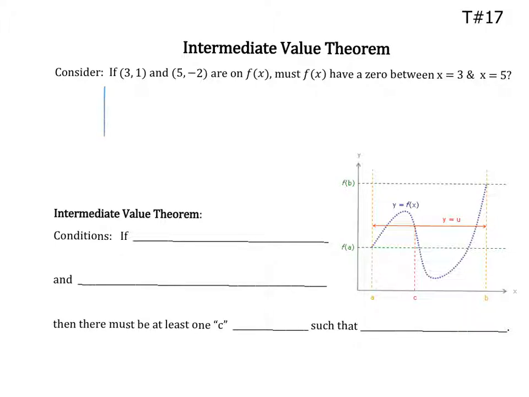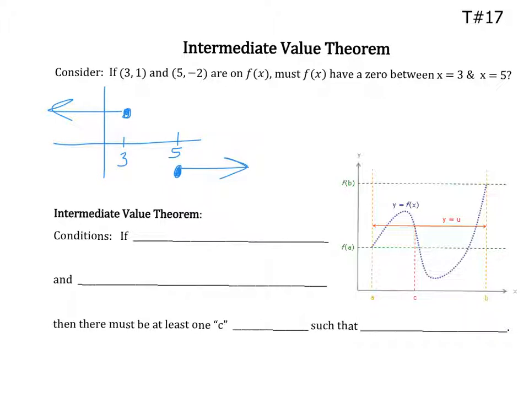And hopefully you would say, well, not necessarily, because I could go through the point (3, 1). Let's just call that (3, 1). I won't label it, it's not important. I'll label the x values, that's 3. And then (5, -2) is down here. Does f of x have to have a 0? You say, well, I could draw a graph. It could go like this and like this, or some other cases where it wouldn't have to have a 0.